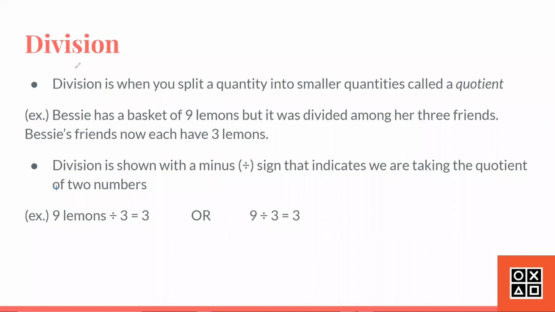Next, we'll be talking about division. Division is when you split a quantity into smaller quantities called a quotient. Bessie has a basket of 9 lemons, but it was divided among her 3 friends. If you look at this sentence closely, you can see that the word divided signals the division.